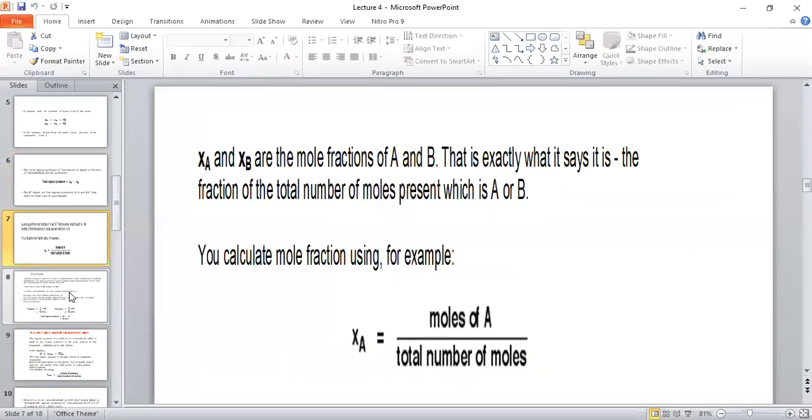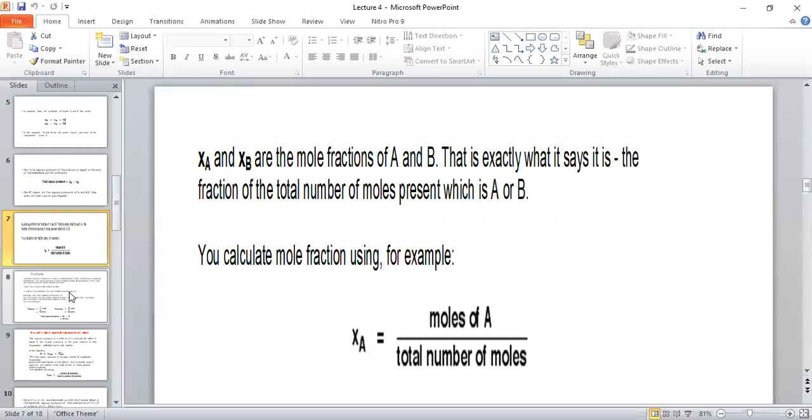So now, XA and XB are the mole fractions of A and B. That's exactly what it says here, the fraction of the total number of moles present which is A or B. I think you will understand as we go. So you can calculate the mole fraction using this example. XA is the moles of A divided by the total number of moles.